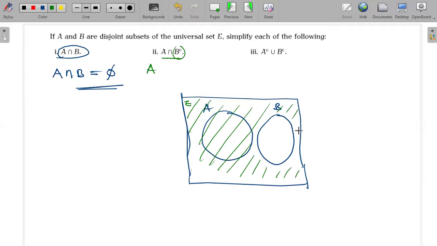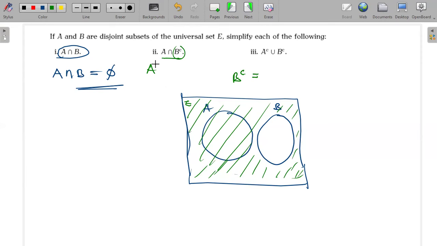So that is what this here is. B complement. So B complement just simplifies to what? To this other part here. This is the set A and what? And the other remaining part of the universal set.